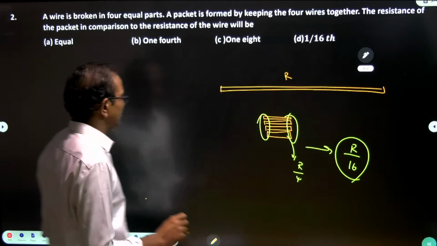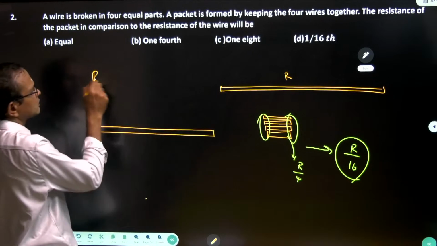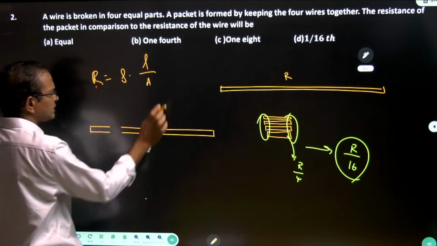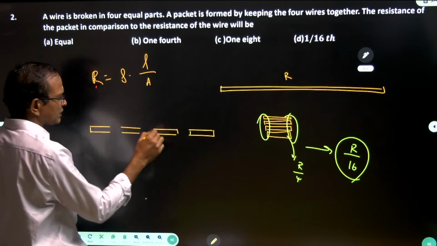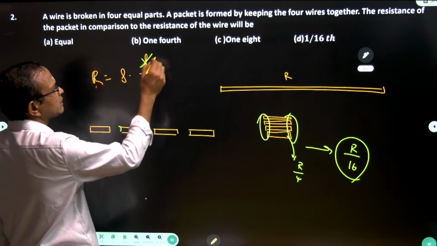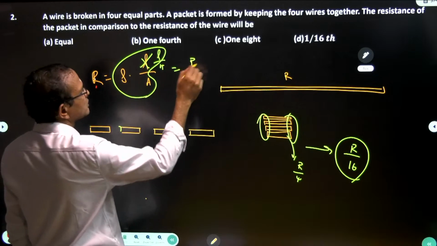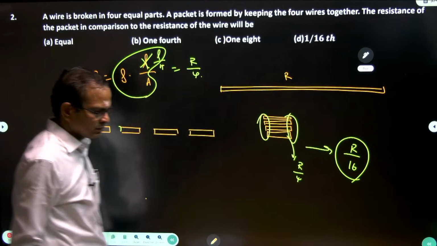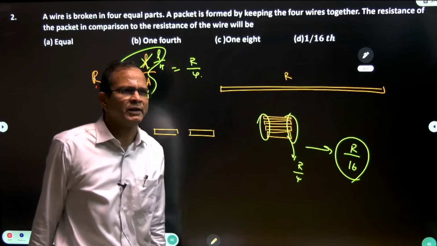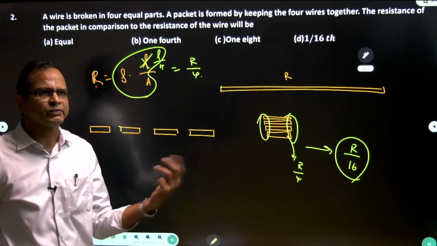Now, this is a wire of resistance R. What is R? R equal to rho times L by A. When you cut this into 4 pieces, this L is no more L, it becomes L by 4. Naturally, you get R by 4. So the cross section remains the same, but the length is reduced. Exactly, you are 100% right. So, length becomes 1/4, therefore resistance becomes 1/4.